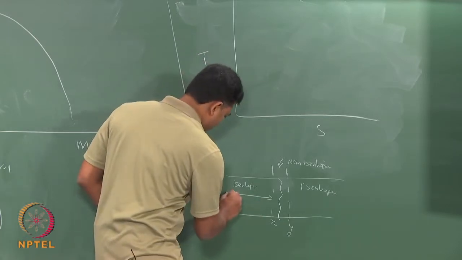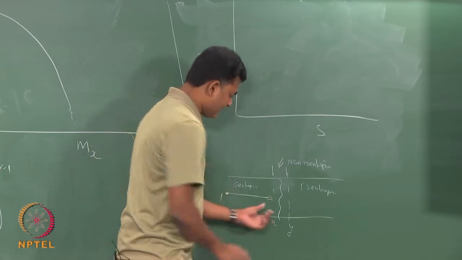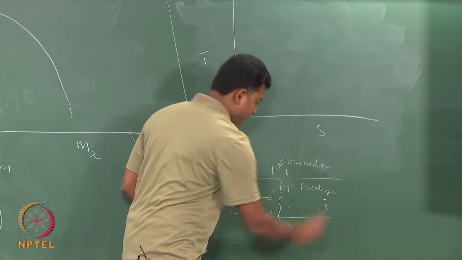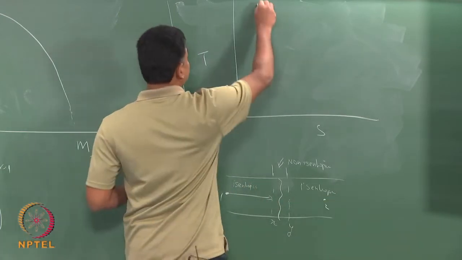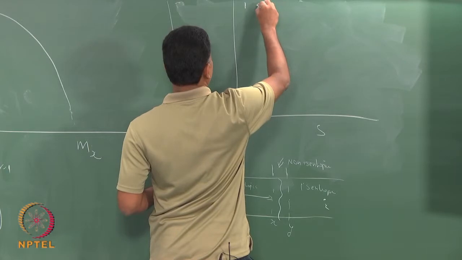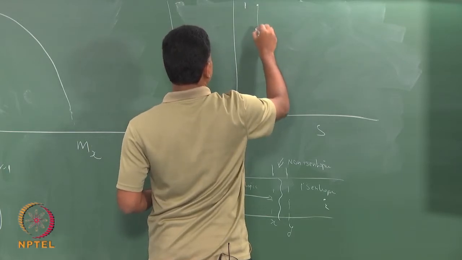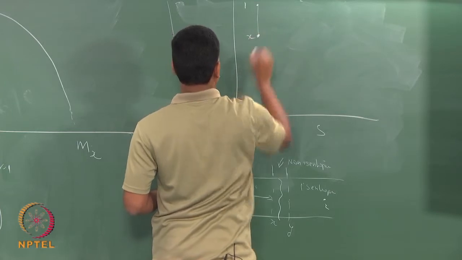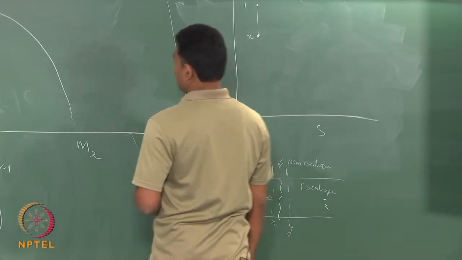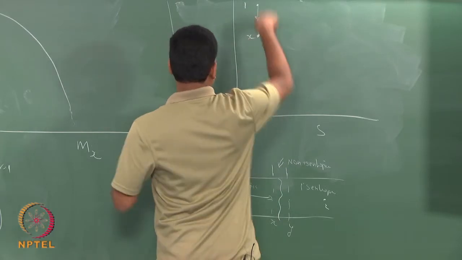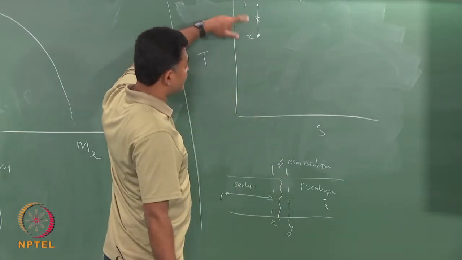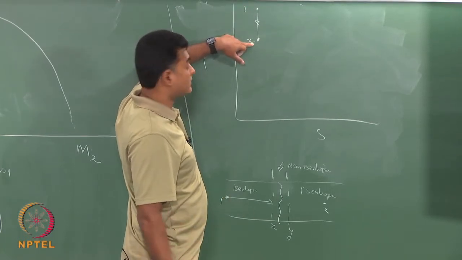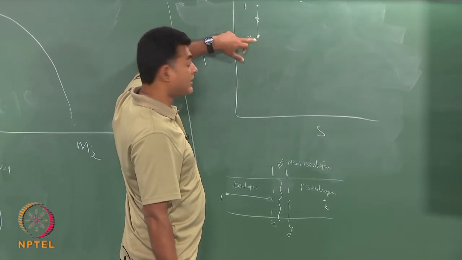So, the flow goes from 1 to x, and then x to y, and then from y to 2. So, I have a flow that is going from state 1 to state x. Now, this is an expansion process. So, my flow is accelerating. I have a Mach number at x which is greater than 1. Okay, that is the only condition I need at present.